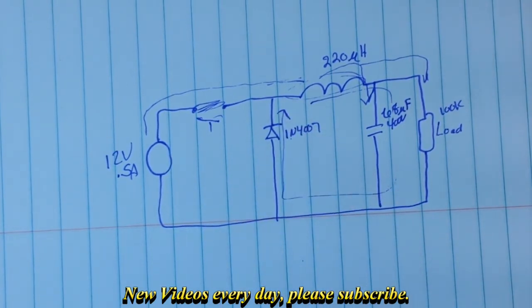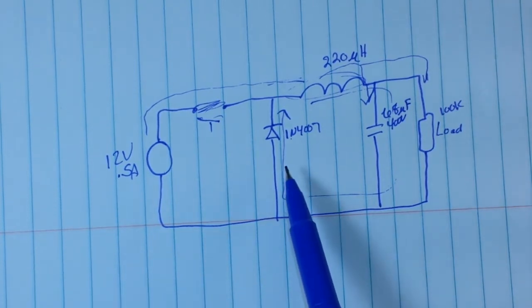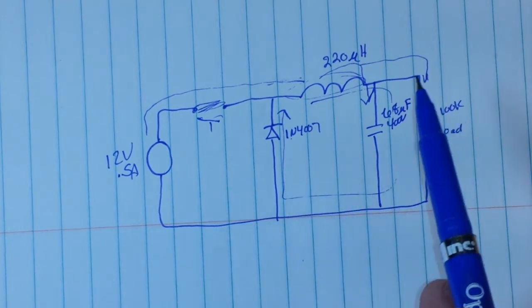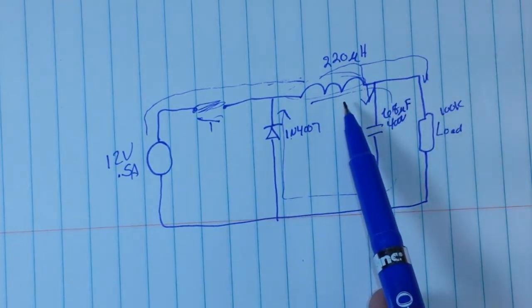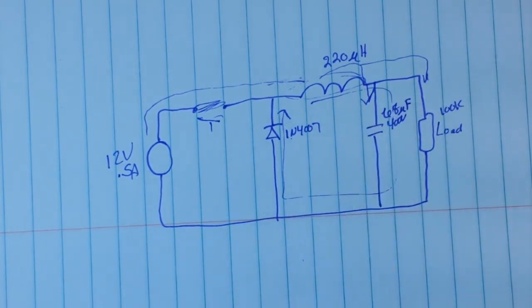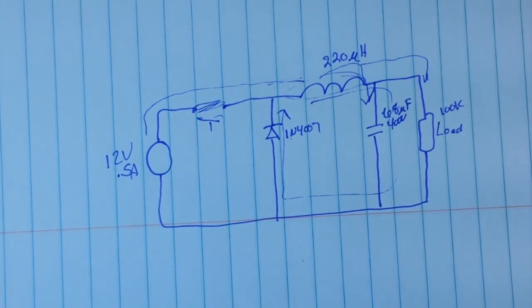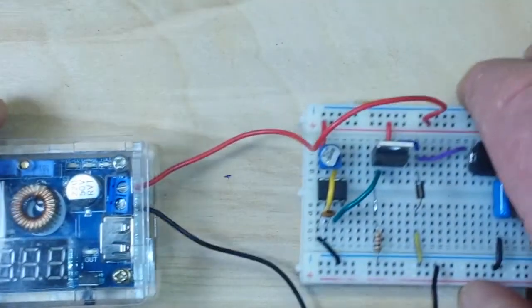And by simply switching it on and off, we have a combination of the voltage drop of the diode and the opposition of the inductor, giving us a net drop in voltage and a net increase in current at the output.